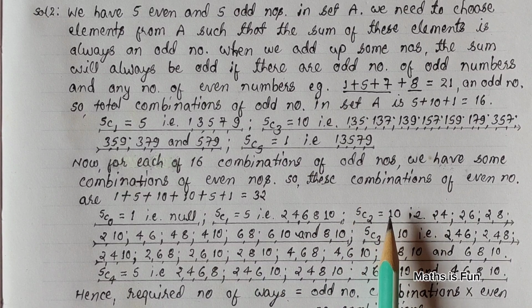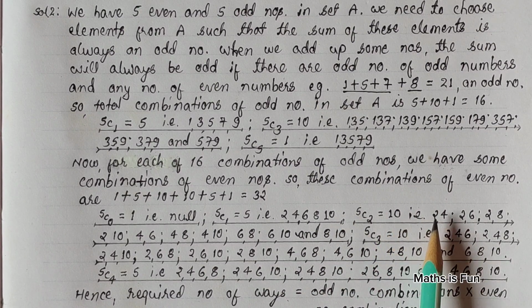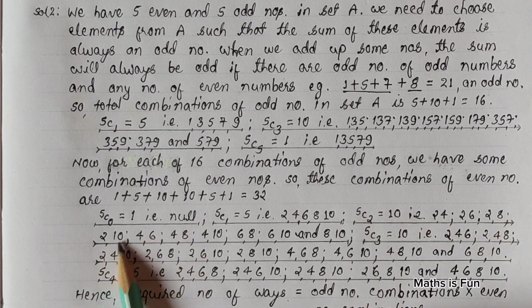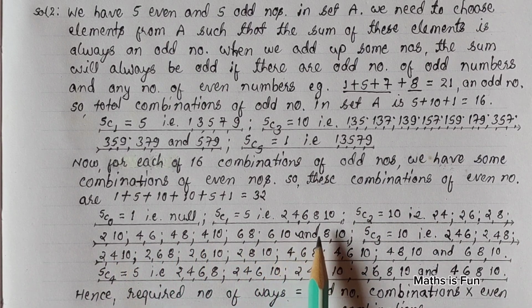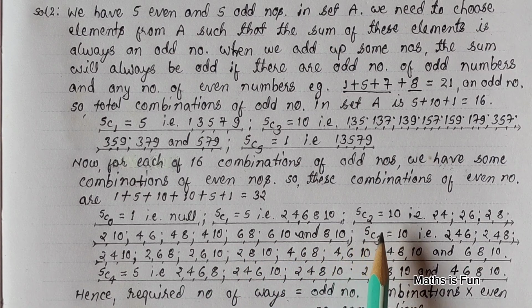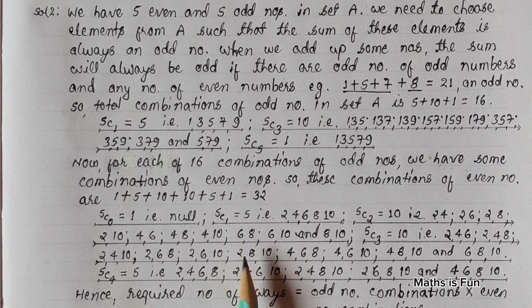Then we can take 2 even numbers in our subset B. So 10 such possibilities are there. These possibilities are 2 4, 2 6, 2 8, 2 10, 4 6, 4 8, 4 10, 6 8, 6 10 and 8 10. Then we can have 3 even numbers in our subset. So there are 10 such possibilities. These possibilities are 2 4 6, 2 4 8, 2 4 10, 2 6 8, 2 6 10, 2 8 10, 4 6 8, 4 6 10, 4 8 10 and 6 8 10.